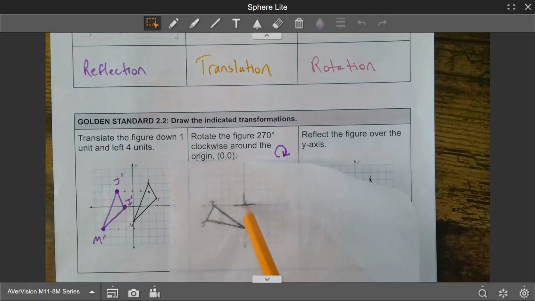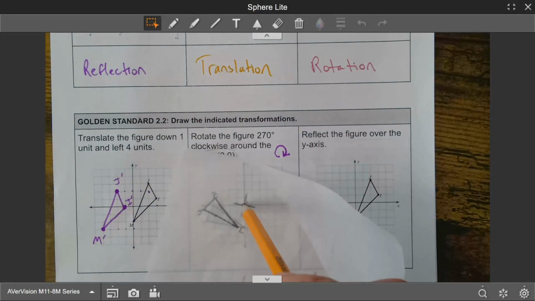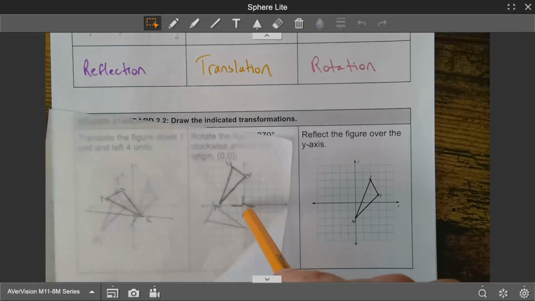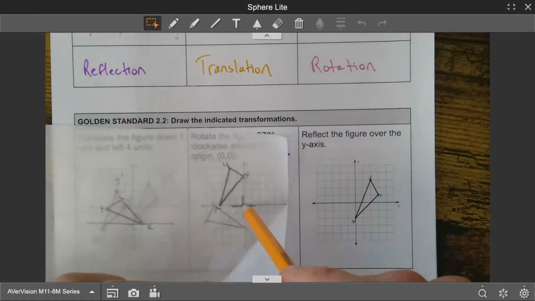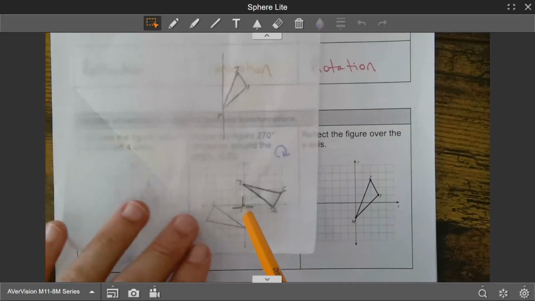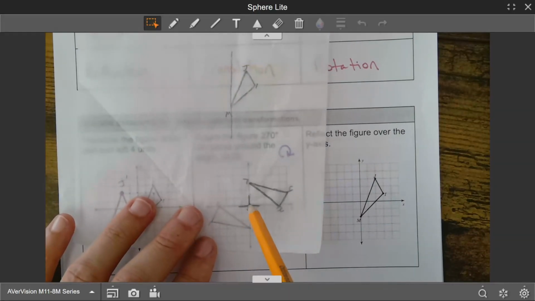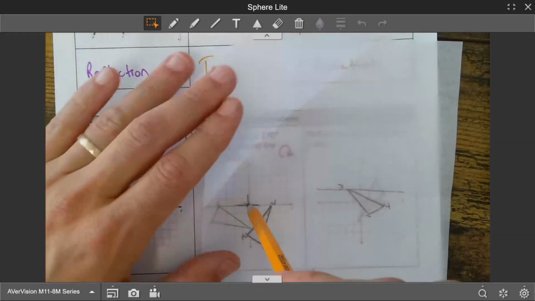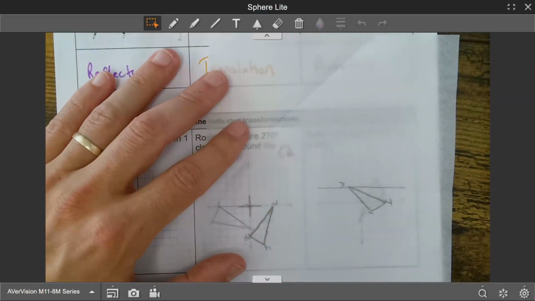Take your pencil, hold it tight right there at the point of rotation, and spin your tracing paper. So here is 90 degrees. You can see how the central axes have lined back up. Here is 180. Again, you can see how it's lined back up. And finally, 270. It's going to be right there.